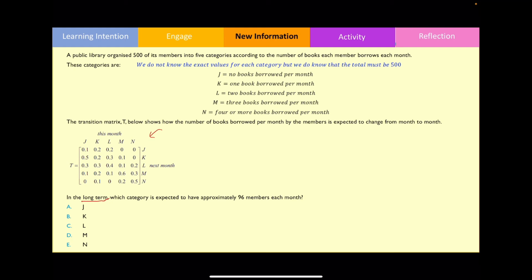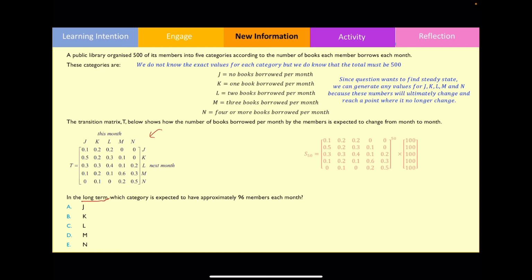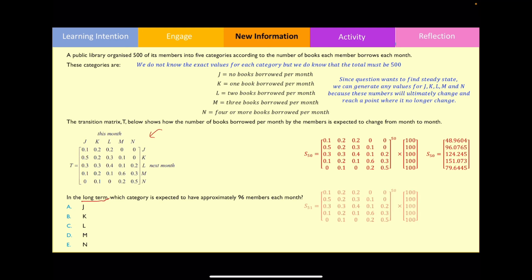The reason why we could use any values for our S0 is because remember that the definition of a steady state is that over time it will eventually arrive at this exact value. So it doesn't actually matter what our initial values are, because in the long term they'll all change and arrive at a fixed number. So in this particular case, I could use the values of J, K, L, M, and N as 100 each, as altogether this will add up to 500. So if I was to find out my steady state for S50 as well as S51, notice that these values do not change whatsoever. So therefore, our answer is going to be K in this case, category K.